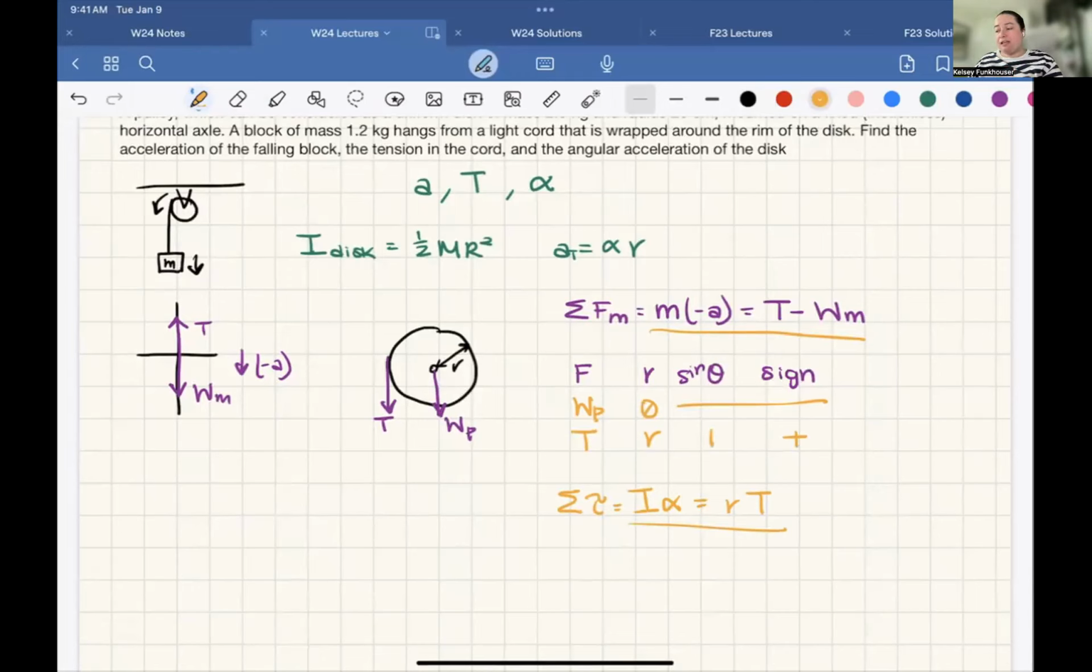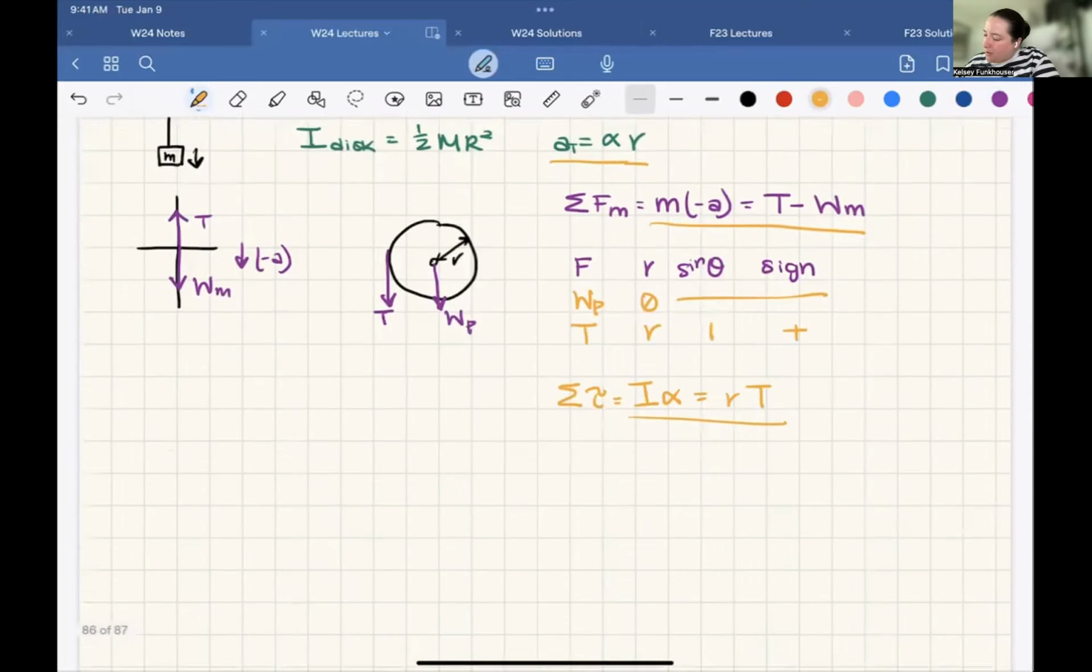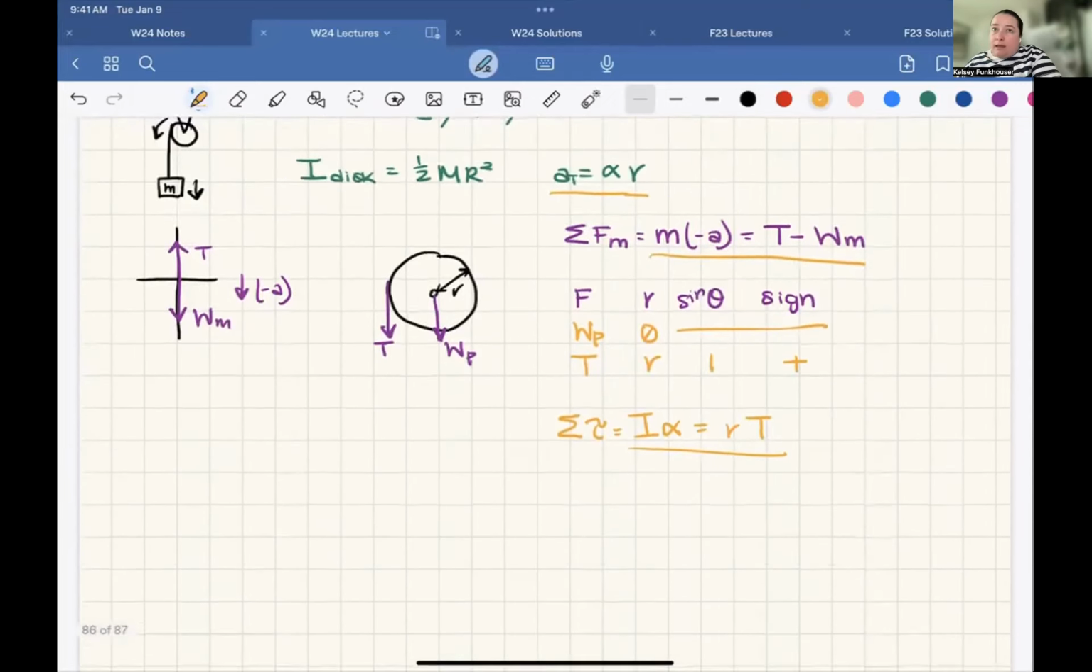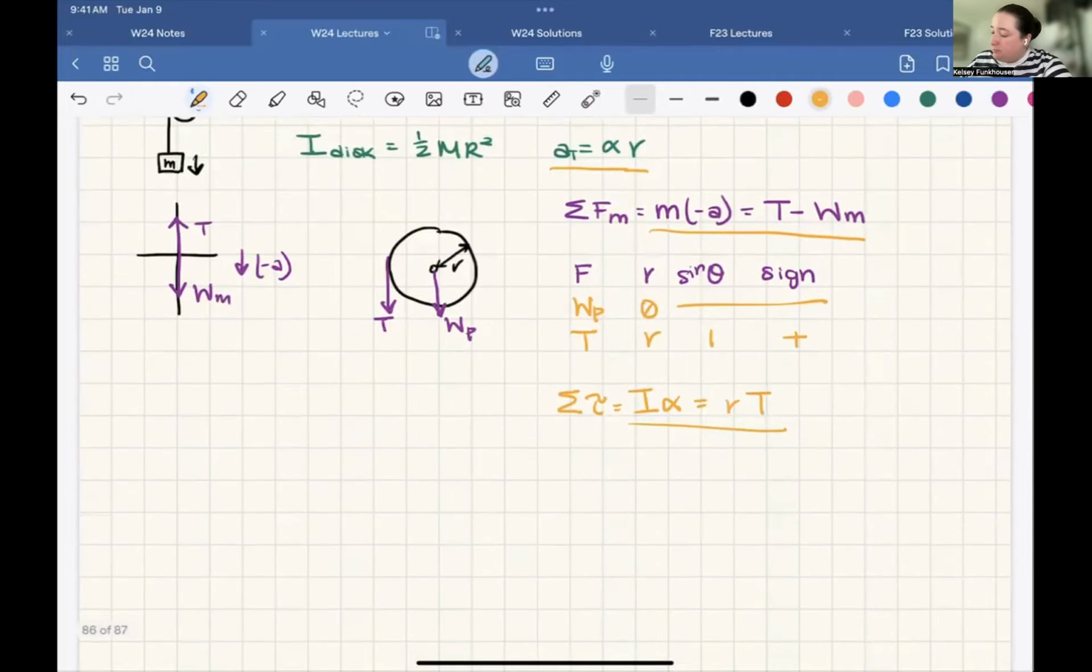Just looking at them face value, we have 3 unknowns. That's not solvable. But technically we have 3 equations, because we have this relationship between angular and translational, or tangential really, acceleration. So we just do the algebra of it. Let's write our equations over here.